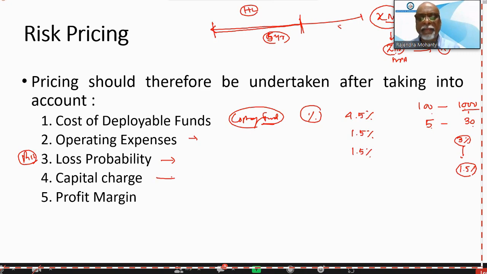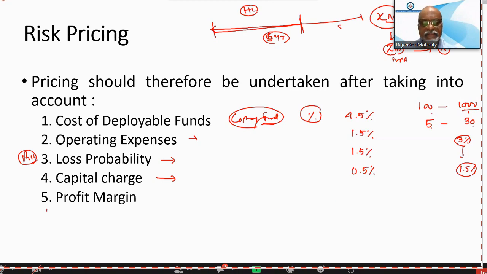Okay. Now capital charge, as I told you, this is the calculation of the minimum capital requirement for which we have to incur a cost. That is the dividend, that is the payment of dividend as well as maintenance cost or earning profit. So I can say this cost is say 0.5.